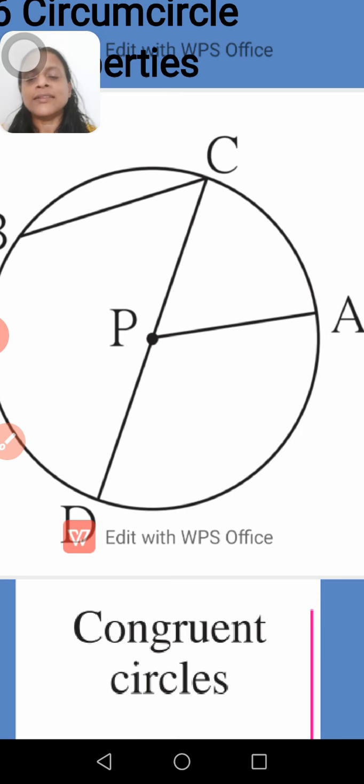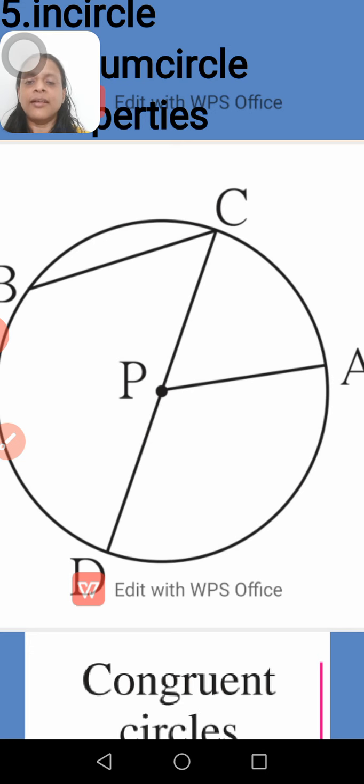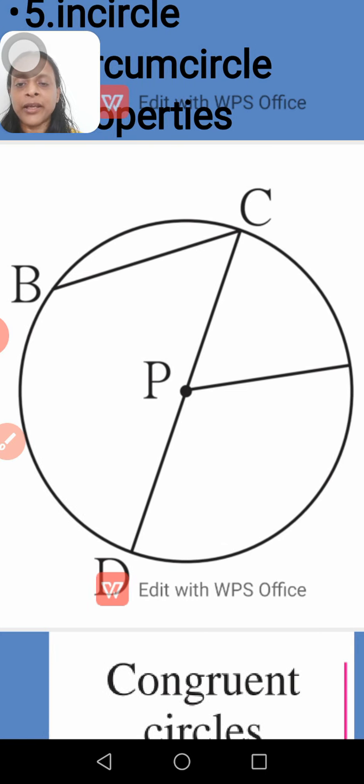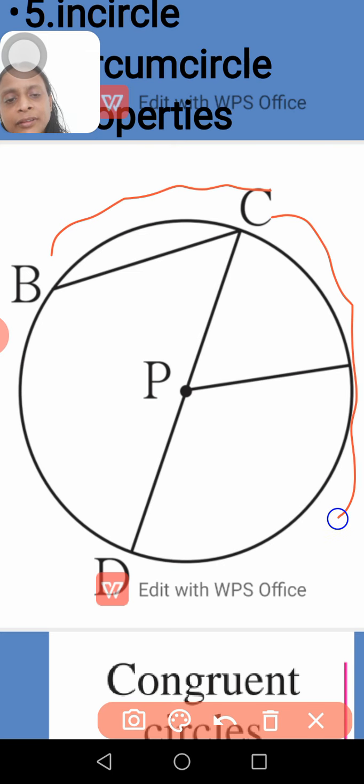Some more concepts are there, such as the arc of a circle. An arc is a part of a circle along its edge. Suppose I show here, just listen carefully. This part of the circle, BC, is an arc because it is a part of a circle. Similarly, CAD is another arc, where A is here.